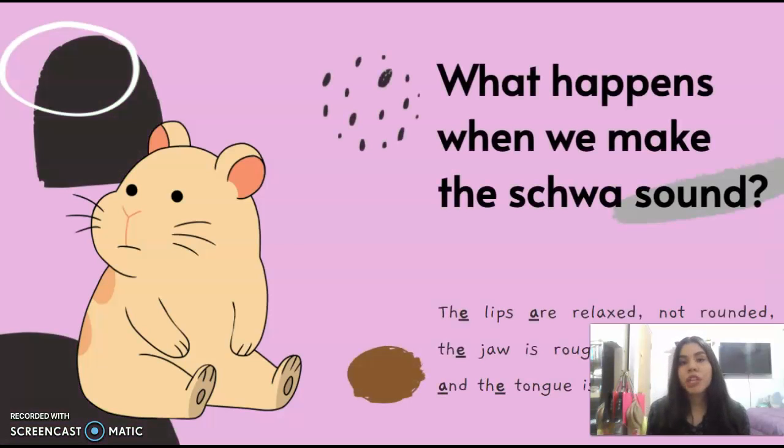What happens when we make the schwa sound? The lips are relaxed, not rounded. The jaw is roughly halfway open and the tongue is flat.